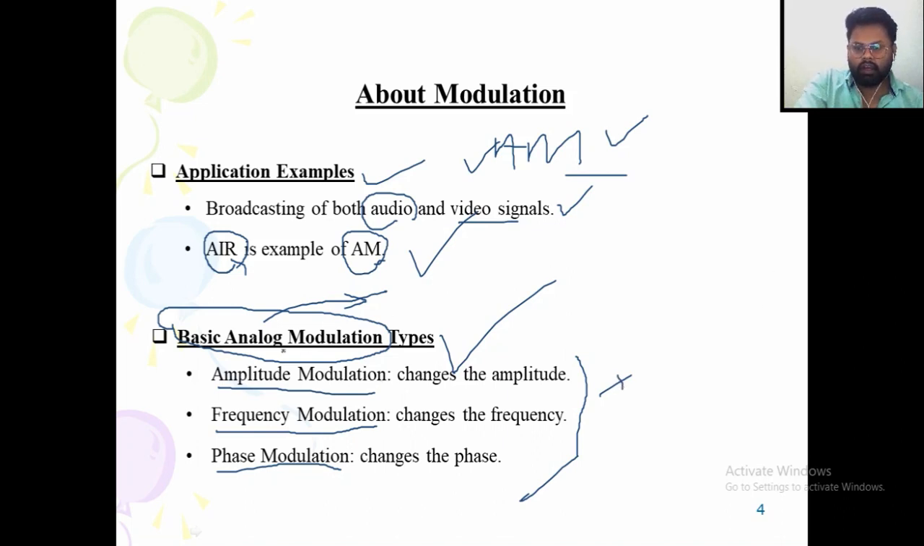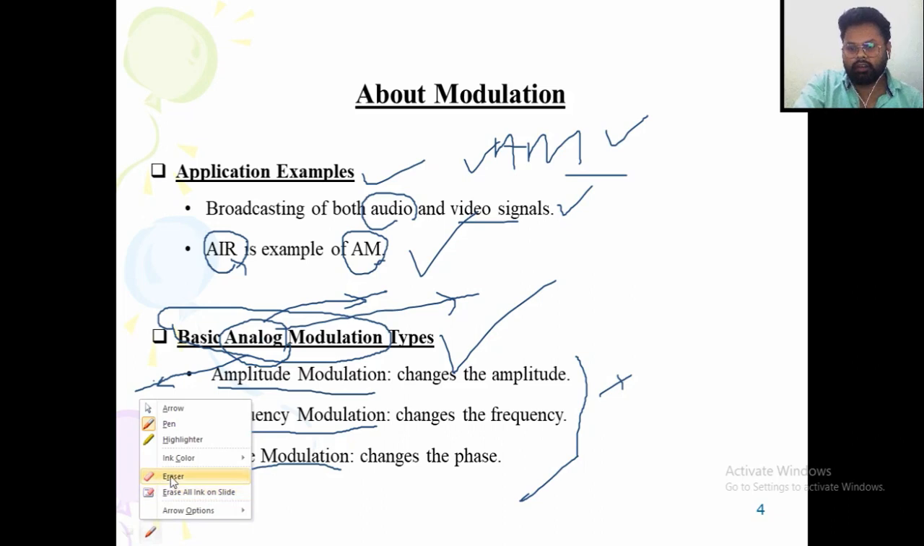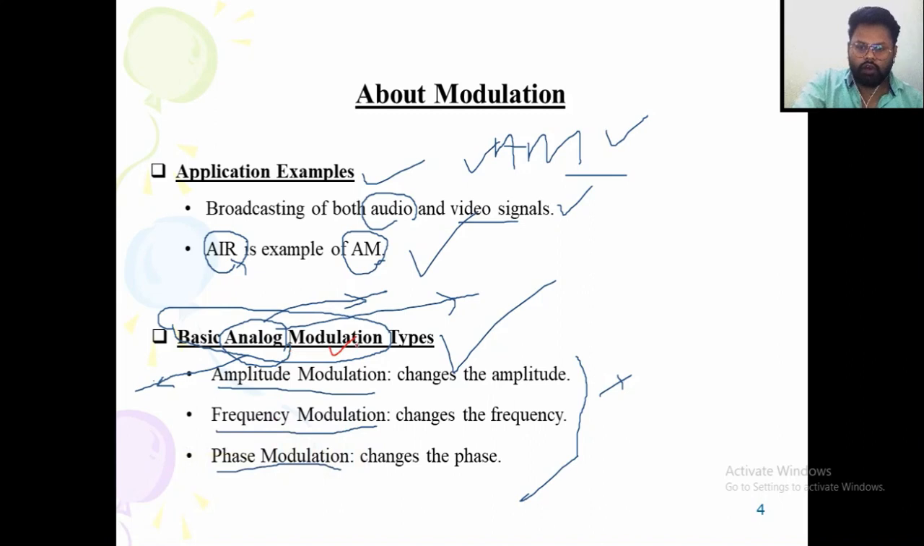As I told you, how can we define analog modulation? Analog modulation is a process in which the message signal, the input signal that we are going to modulate, is analog in nature. So in amplitude modulation, the amplitude of the carrier signal changes with respect to message signal amplitude variations.